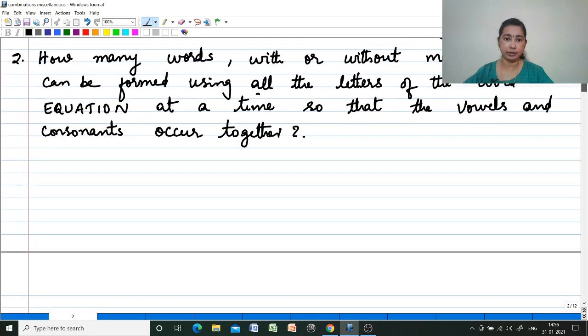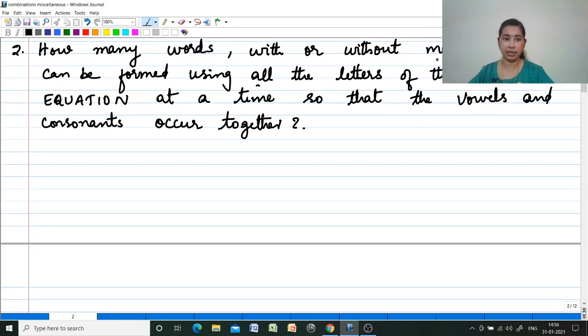Next one: how many words, with or without meaning, can be formed using all the letters of the word EQUATION at a time, so that the vowels and consonants occur together? Here we can see that in EQUATION there are 8 letters.